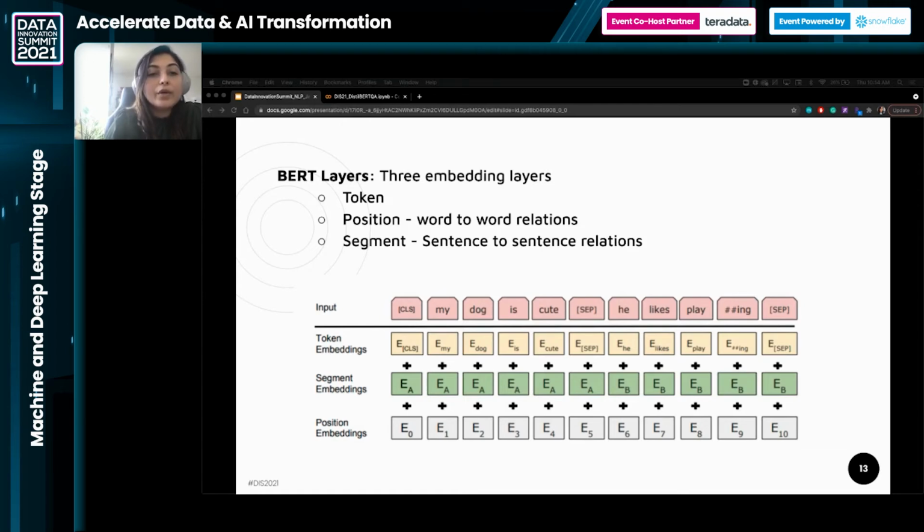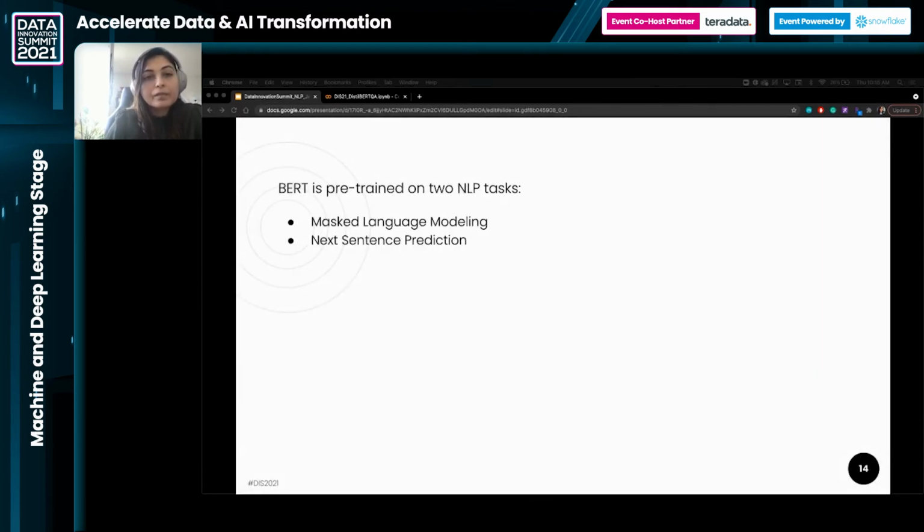And then we also have the segment, which is the sentence-to-sentence relation. So if you have, say, two sentences together, here "my dog is cute," full stop, "he likes playing," full stop, so it's two sentences. The idea is to understand if the next sentence belongs to the previous one. We'll see an example in the next slide. But here we are tokenizing and inserting these classifiers and separators in order to mark the differentiation between multiple sentences, how we are tokenizing, and what the relation is between each of those words in the position embeddings.